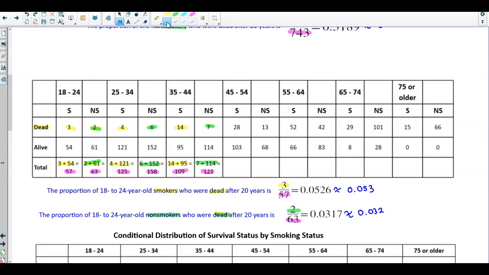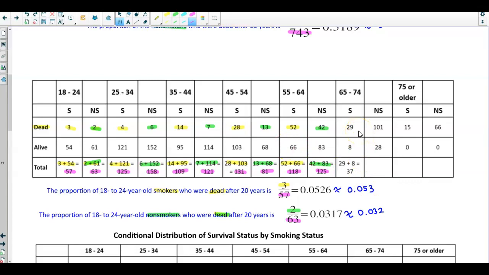Next, the age group of 45 to 54 that were smokers that are dead are 28. And if we add 103 to that, that gives us a total of 131. And then for non-smokers of that age group, we have 13. If we add 13 plus 68, that gives us a total of 81. Next, the smokers that were dead for the age group of 55 to 64 is 52. 52 plus 66 gives us a total of 118. For the non-smokers of that age group, it is 42. 42 plus 83 gives us a total of 125.